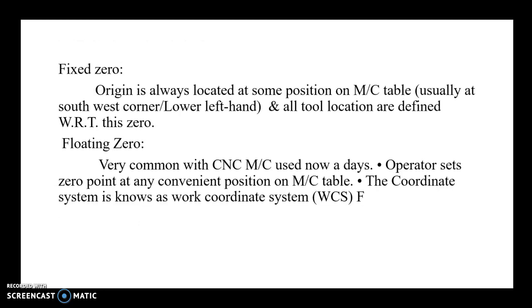Fixed zero. The origin is always located at some position on the machine table, usually at the southwest corner or lower left corner, and all tool locations are defined with respect to this fixed zero. Next, the floating zero. A very common CNC machine used nowadays is where the operator sets the zero point at any convenient position on the machine table. The coordinate system is known as the work coordinate system.